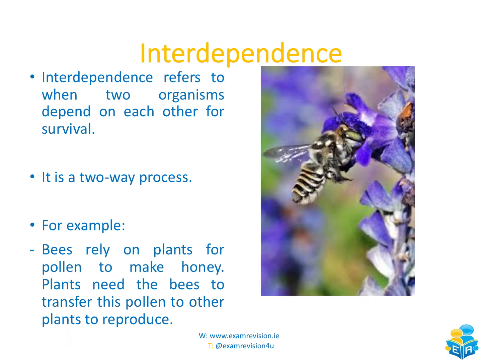Now, interdependence. Really important when we're talking about interdependence that we always give the two sides of the story, and I'll get to that in a minute. So interdependence refers to when two organisms depend on each other for survival. So two organisms depend on each other for survival. It's a two-way process, and that's really important. So the example we have here at the bottom says, bees rely on plants for pollen to make honey. Plants need the bees to transfer this pollen to the other plants to reproduce.